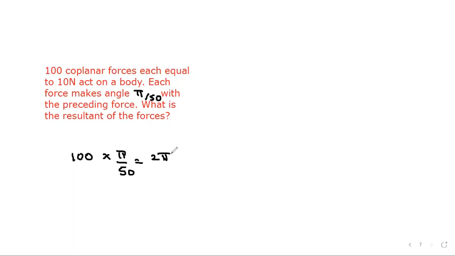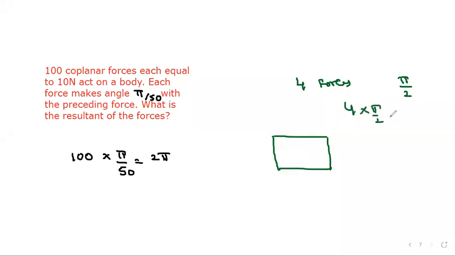For example, I will take a simpler example. If I consider 4 forces, for example, 4 vectors are taken, and each one is making an angle pi by 2. How can I draw this? This is the first vector. It makes an angle of 90 degrees with the second one, 90 degrees with the third one, and again 90 degrees with the fourth one. Why have I taken it like this? 4 into pi by 2 will be how much? 2 pi again, no? So I have taken it in such a way.